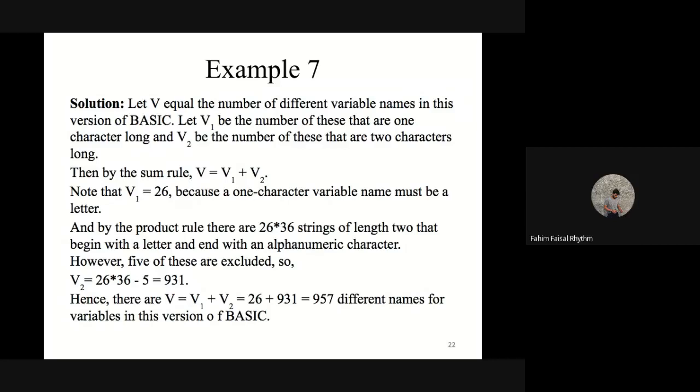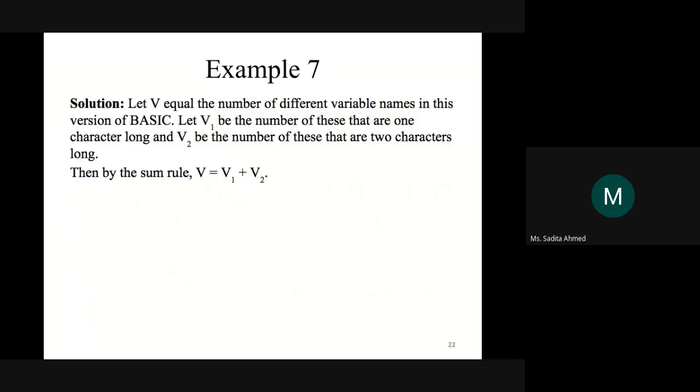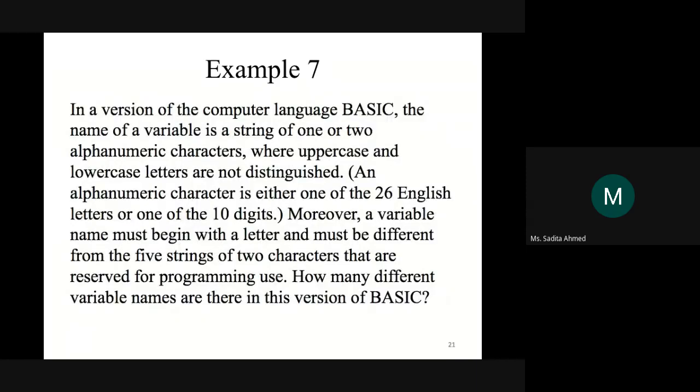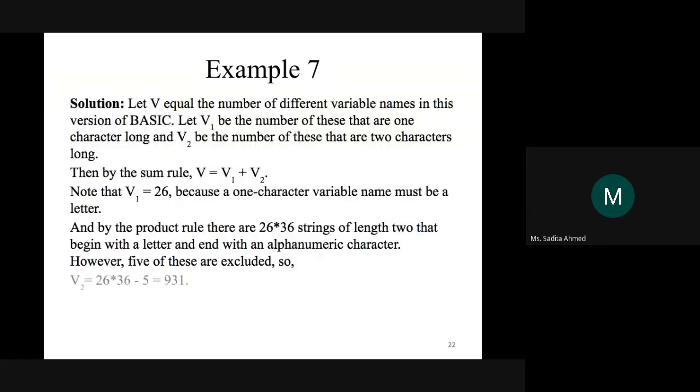V1 will be the same thing; if you subtract from V, the same comes. First of all, it's the same thing. And secondly, even if you think about it, V2 is the number of variables which are 2 characters long. And each of these 5 strings are 2 characters long. By definition, they won't even belong in V1. V1 is all of those variables which are 1 character long. Each of these 5 strings reserved for programming use are 2 characters long. We are counting 2 character long variable names where? In V2. So that's why we deduct it from V2.